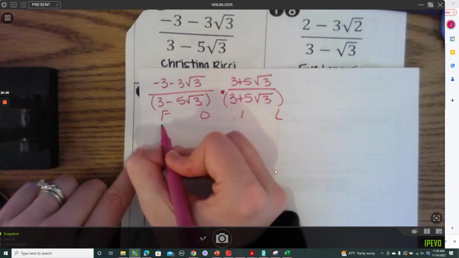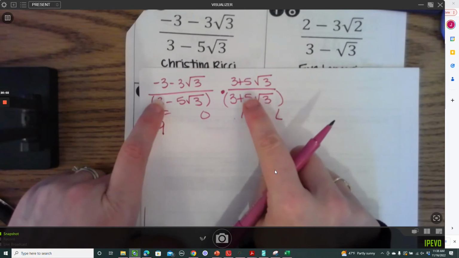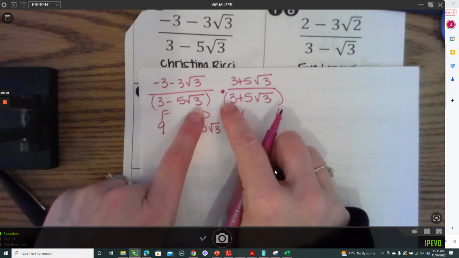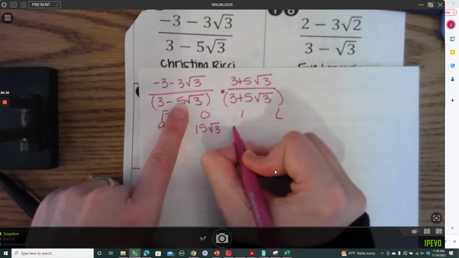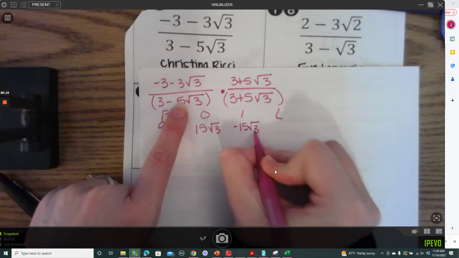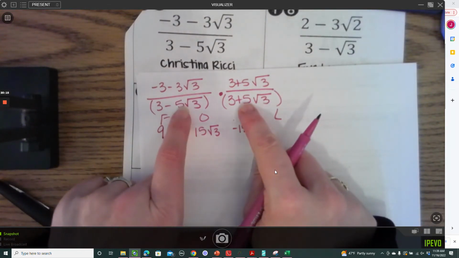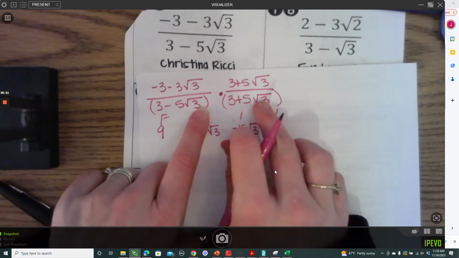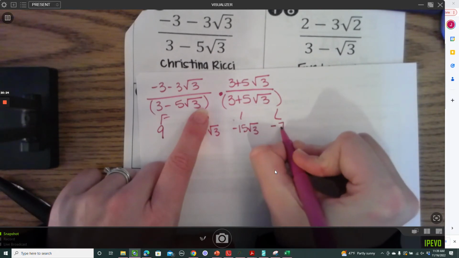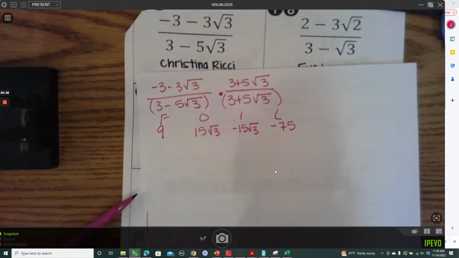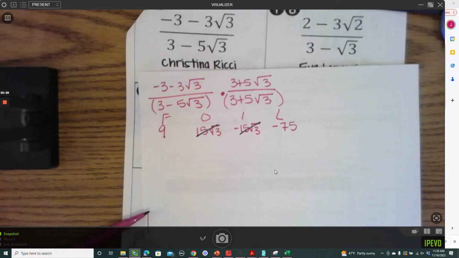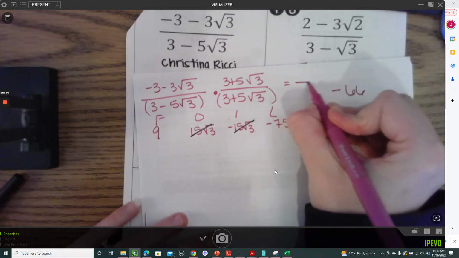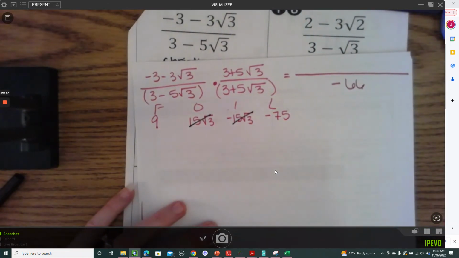3 times 3 is 9. Outside, 3 times 5 is 15. Tack on the square root of 3. Inside, negative 5 times 3 is negative 15. Tack on the square root. And then here, negative 5 times positive 5 is a negative 25, times the 3 is a negative 75. This cancels this. 9 minus 75 is a negative 66. There's where my bottom starts.